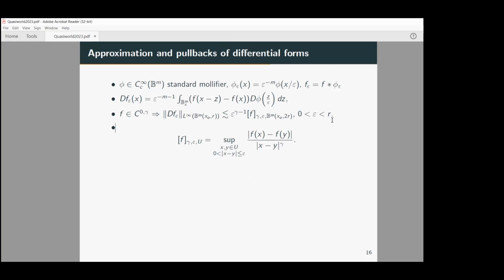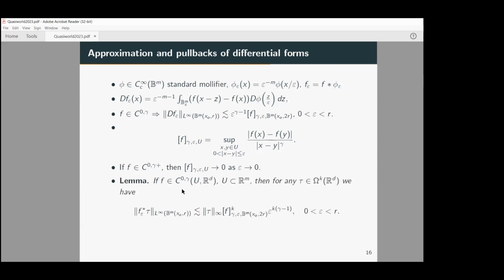Now observe that if f is in C^{0,gamma}, then this semi-norm, because I'm evaluating it when the distance is less than epsilon, will converge to 0 when epsilon converges to 0. Because this is the semi-norm where I take the supremum over points with distance less than or equal to epsilon. So that's an important observation. And now we have, as a corollary, a lemma: when you have a Hölder continuous mapping into the Euclidean space and you take any k-form, then the pullback of the k-form is bounded by this.